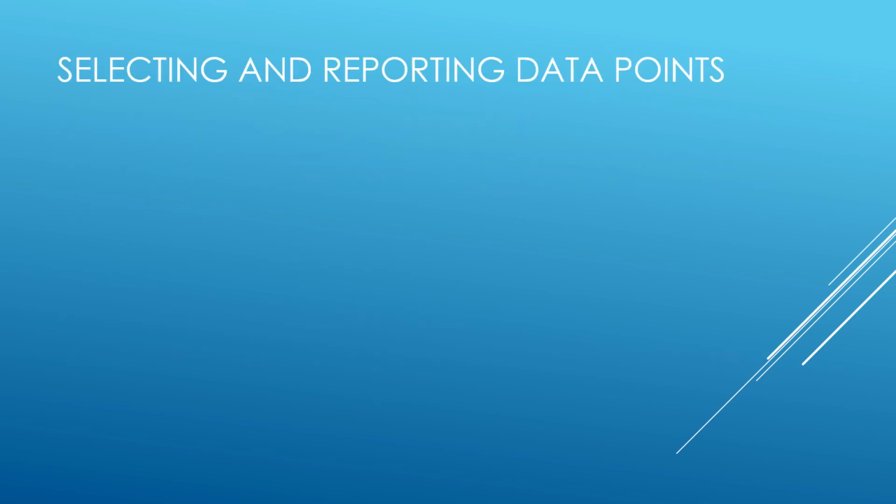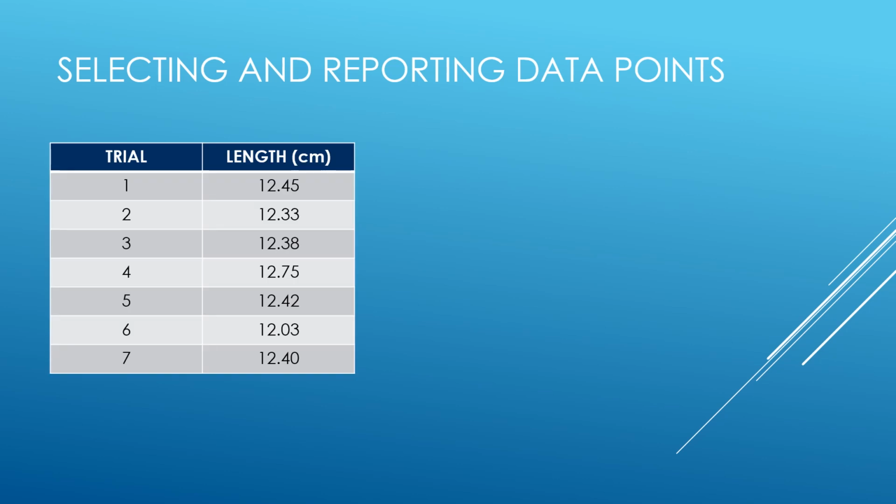Selecting and reporting data points. When we conduct an experiment, we do several trials and report the gathered data. However, it is common that in our repeated trials, we get some figures that are somewhat far from most of the other data. We call these the outliers. Therefore, we should be careful in reporting our data, seeing to it that as much as possible, it is free of erroneous measurements.